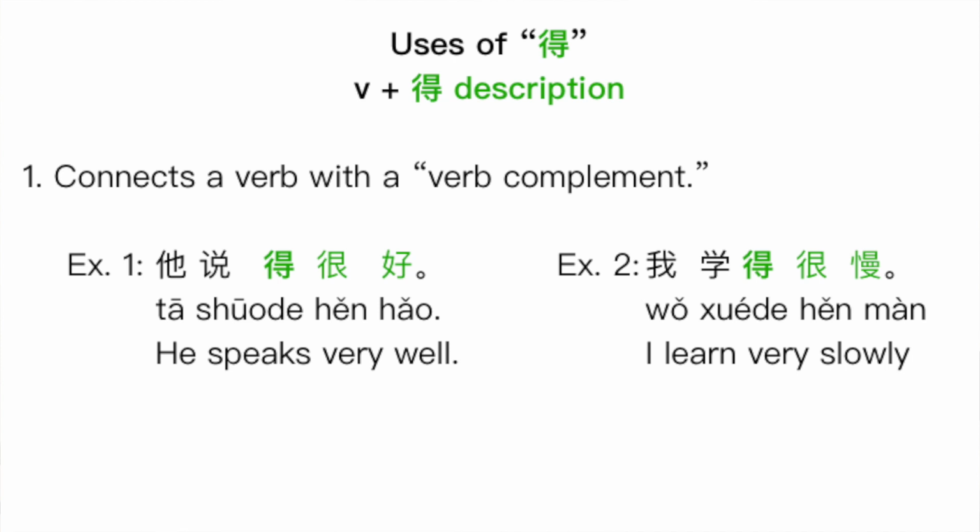他说的很好. We have the verb 说, to speak. We are talking about how this person speaks. 他说的很好. Example 2, very similar. 我学得很慢. I learn very slowly. So we have the verb 学, to study, to learn, followed by this de, followed by some description about how this verb is happening.